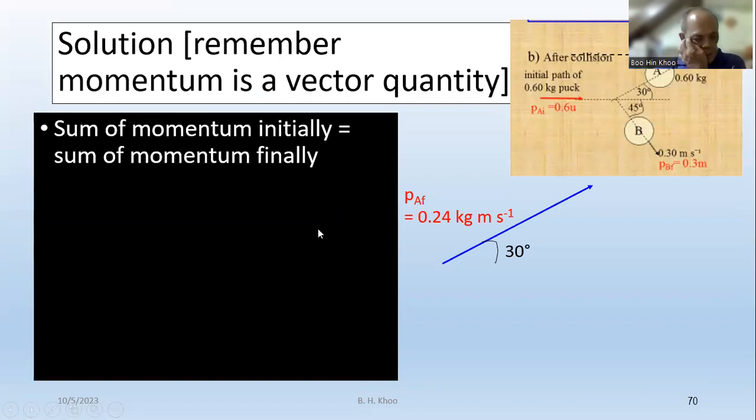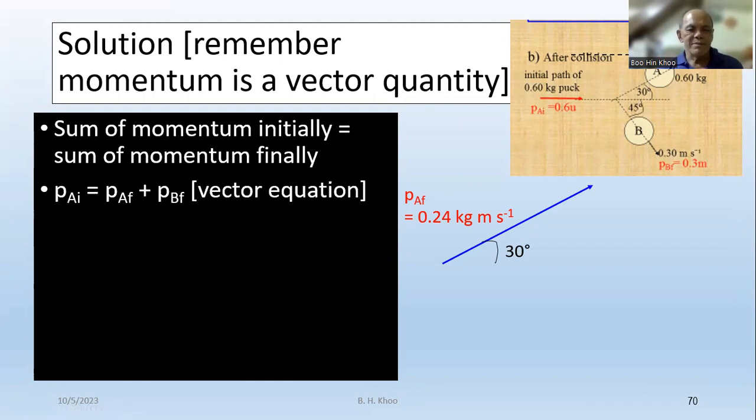Remember, the sum of momentum initially equals the sum of momentum finally. Or we can write the equation. B is stationary, so we don't bother about that. That's the initial momentum of A, initial momentum of B, sorry, final momentum of A, final momentum of B. That's a vector equation.